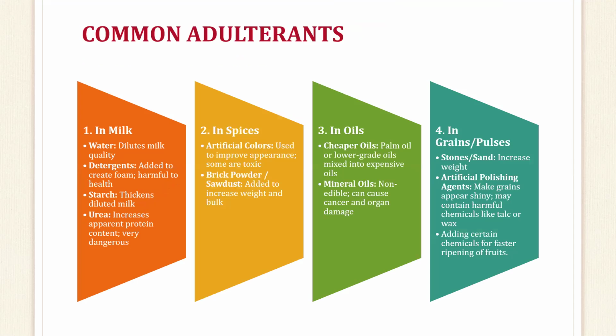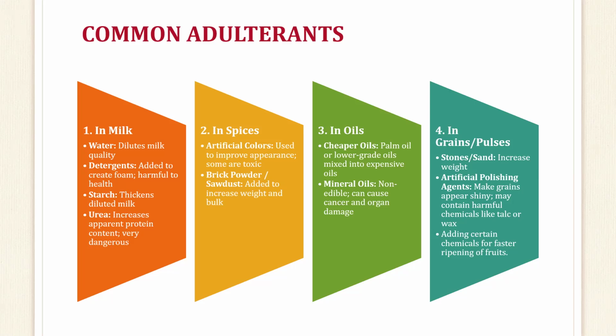So the common foods which are adulterated include milk. In milk, water is added to dilute it. Detergents are added to create foam, which is harmful to health. Then starch is added to give thickness to the diluted milk. Then urea, which increases apparent protein content, and it is very dangerous. Also in milk, oil is added to increase the fat content.